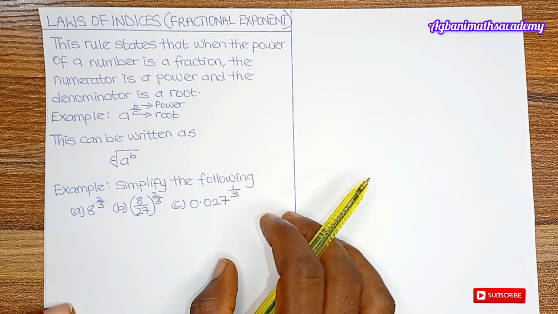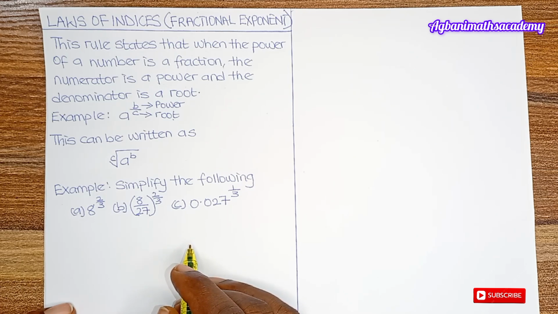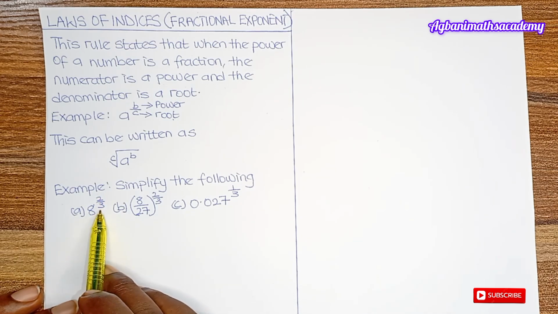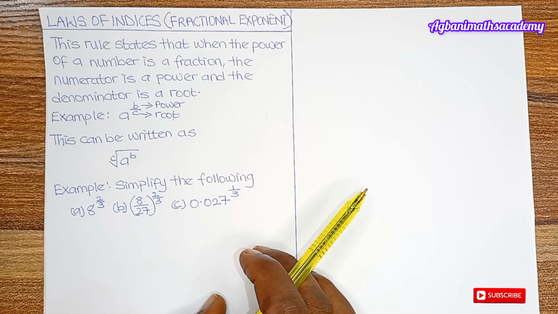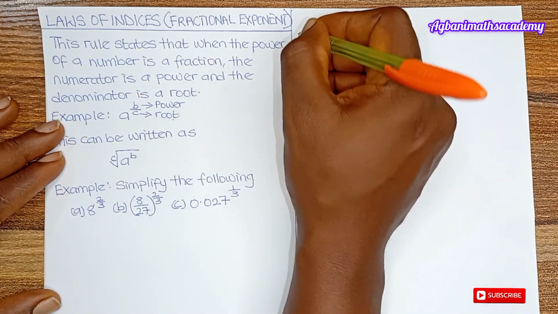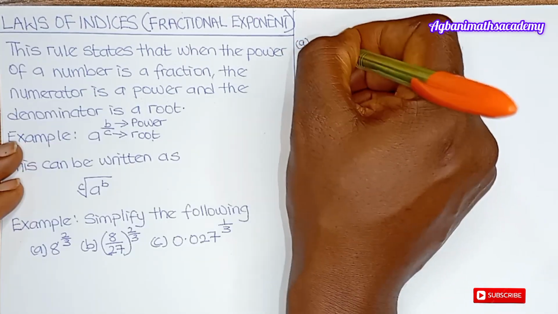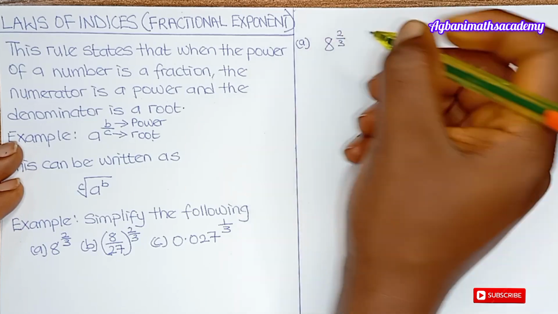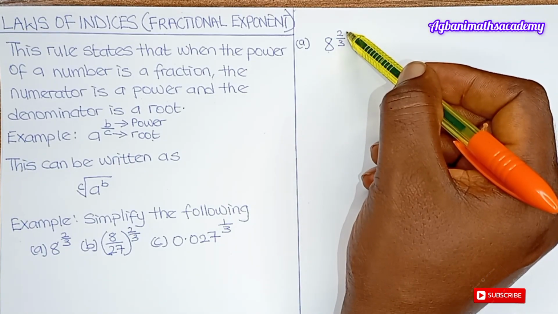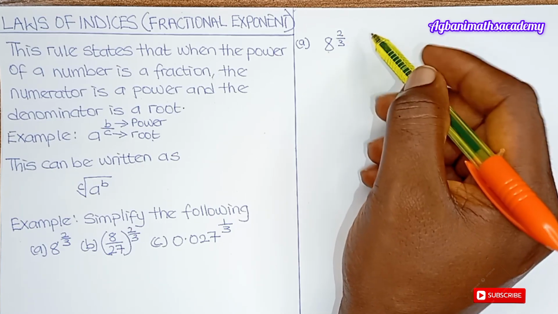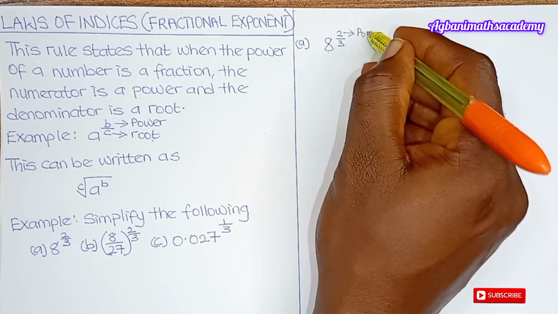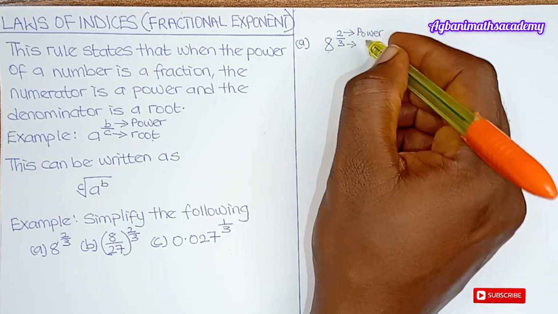So we are going to use this same principle to solve these questions. The first one is 8 to the power of 2 all over 3. Let's see how to solve this question. This rule states that this base has a power of 2 over 3, which is a fraction. Following this rule, the numerator, which is 2, is a power, and the denominator, which is 3, is a root.